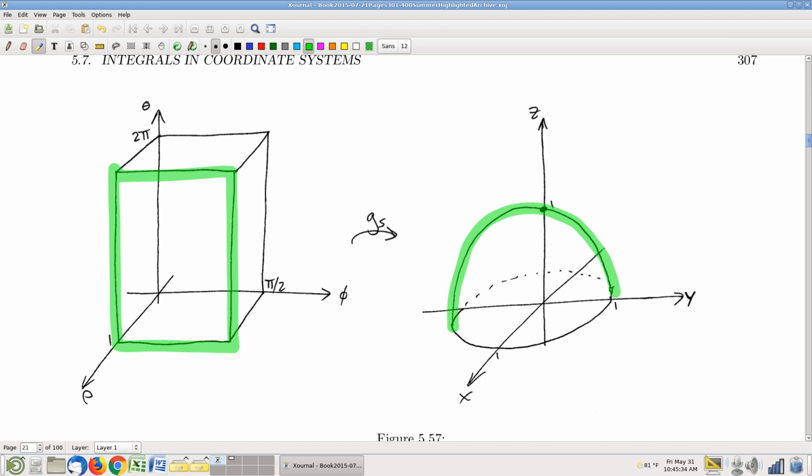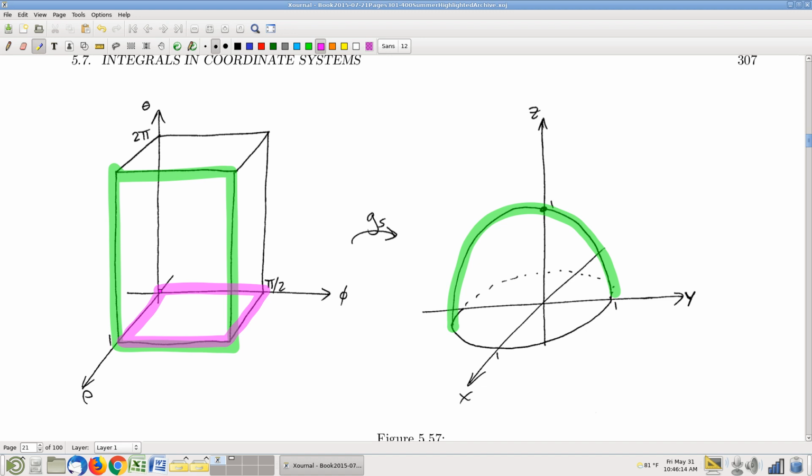Now, I've got to think through what's going on with the phi and the theta. Let's think about this rectangle here. That rectangle is where theta equals 0. I've drawn theta vertically here. So this is theta equals 0. In the plane theta equals 0, I've got rho going from 0 to 1, and I've got phi going from 0 to pi over 2.